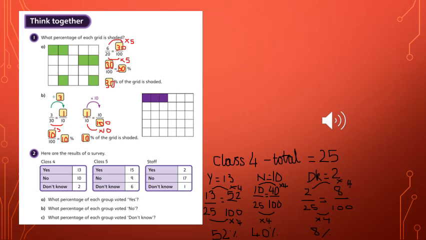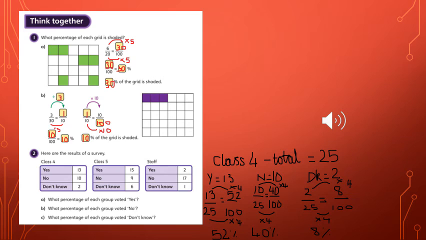So to get from 25 to 100, to give me 100%, I have to times it by 4. So I times 25 by 4 to get to 100, which I also have to do times 13 by 4, which gives me 52. So I've got 52 over 100, which I know is 52%. So 52% of class 4 voted yes.